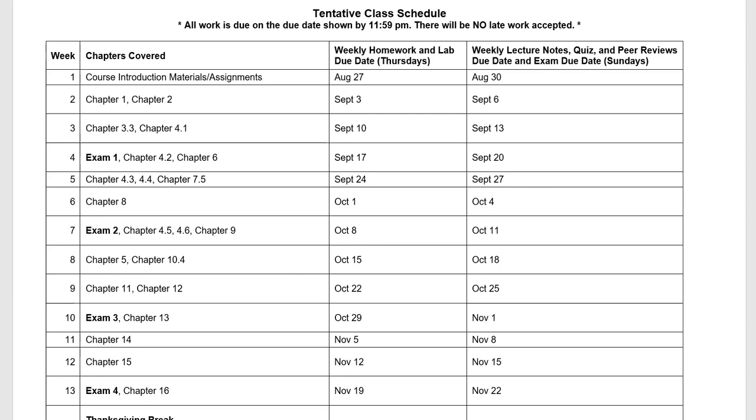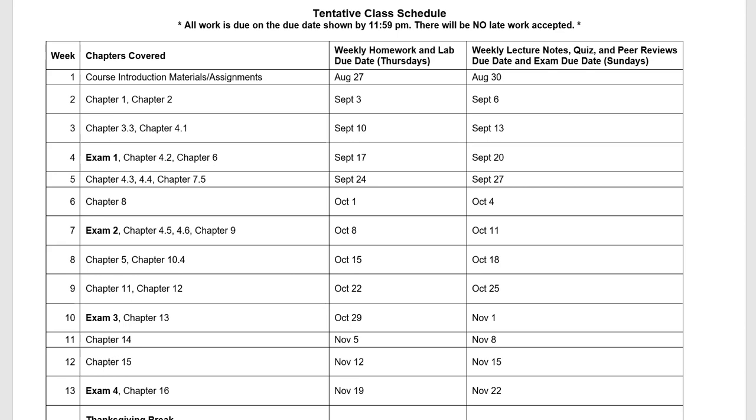And then the next column is the weekly lecture notes, quiz, and peer reviews due date. And then those weeks that have exams, the exam due date as well. And these are all on Sunday. So if we look at week one, it is our course introduction materials and assignments. So I have all of the assignments, the lecture notes, the homework, the lab assignment, the quizzes, and the peer reviews for each of those things, all in the first week as well. So this is kind of like our trial week with the course introduction materials and assignments.